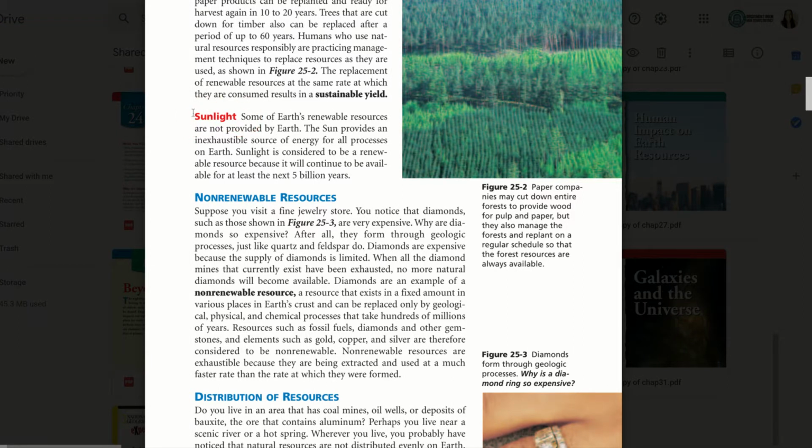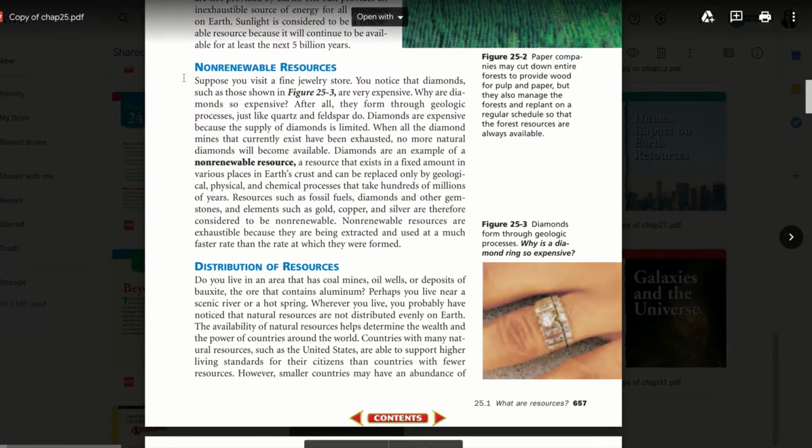Sunlight. Some of Earth's renewable resources are not provided by Earth. The sun provides an inexhaustible source of energy for all processes on Earth. Sunlight is considered to be a renewable resource because it will continue to be available for at least the next 5 billion years.